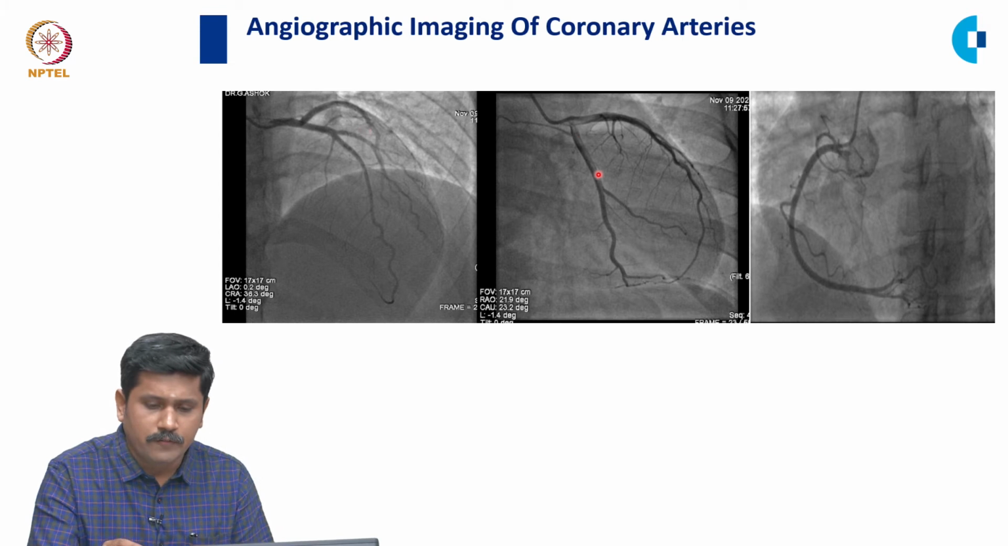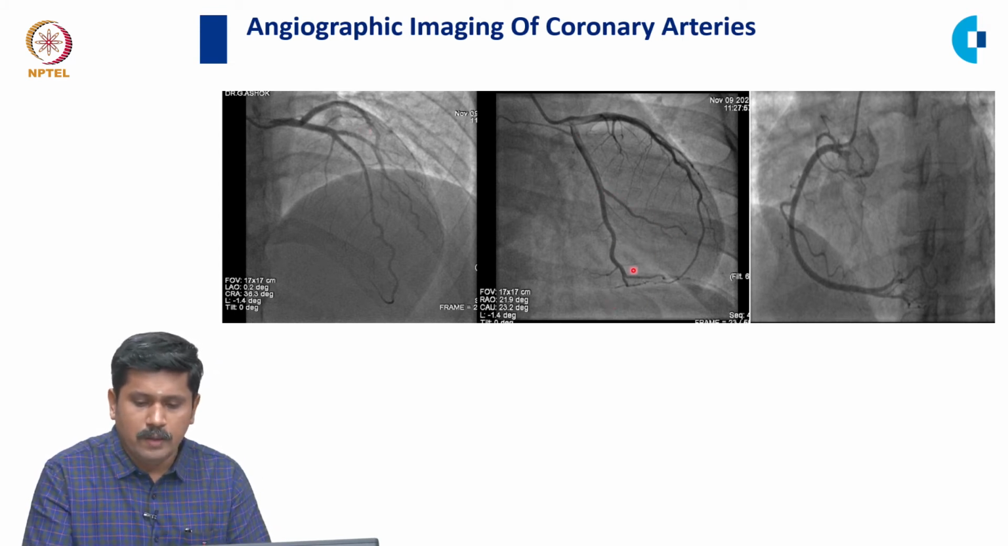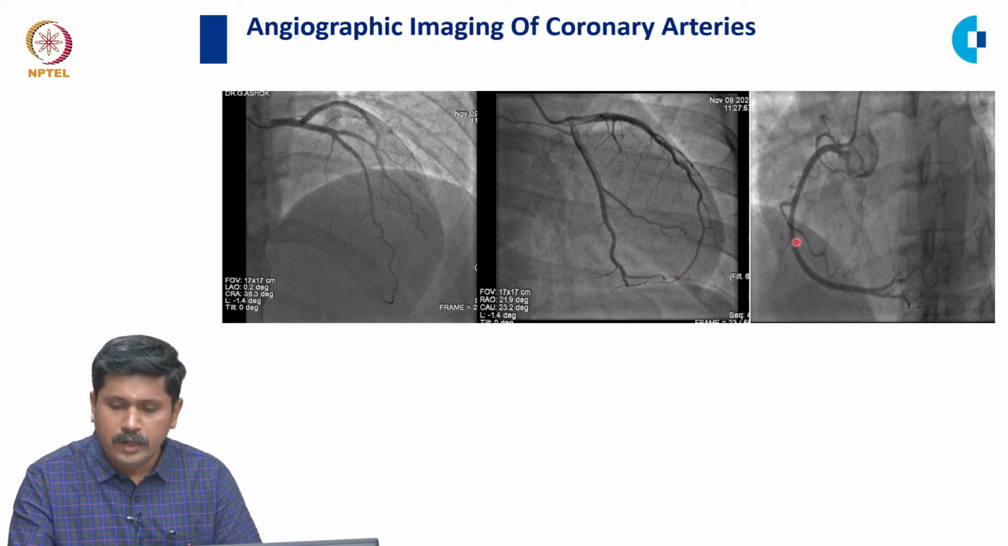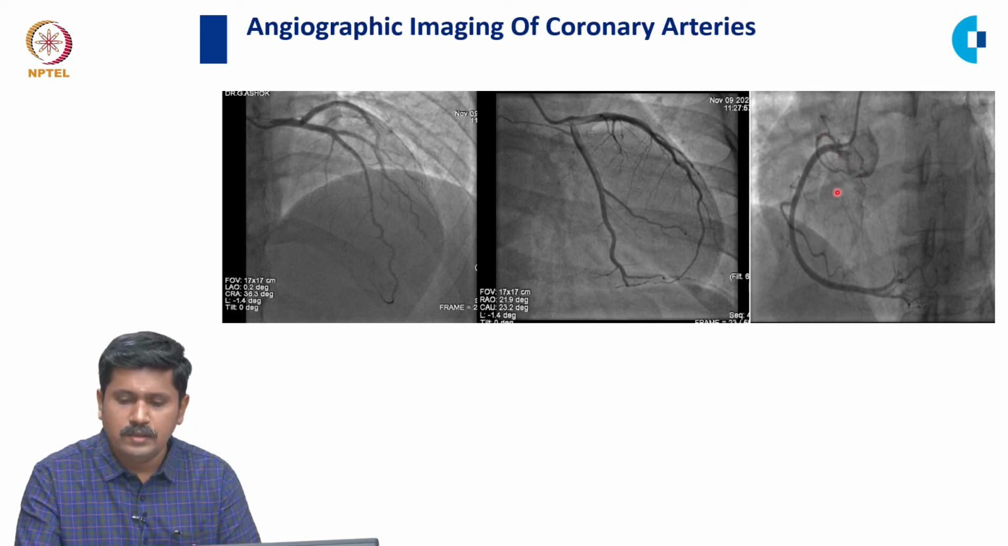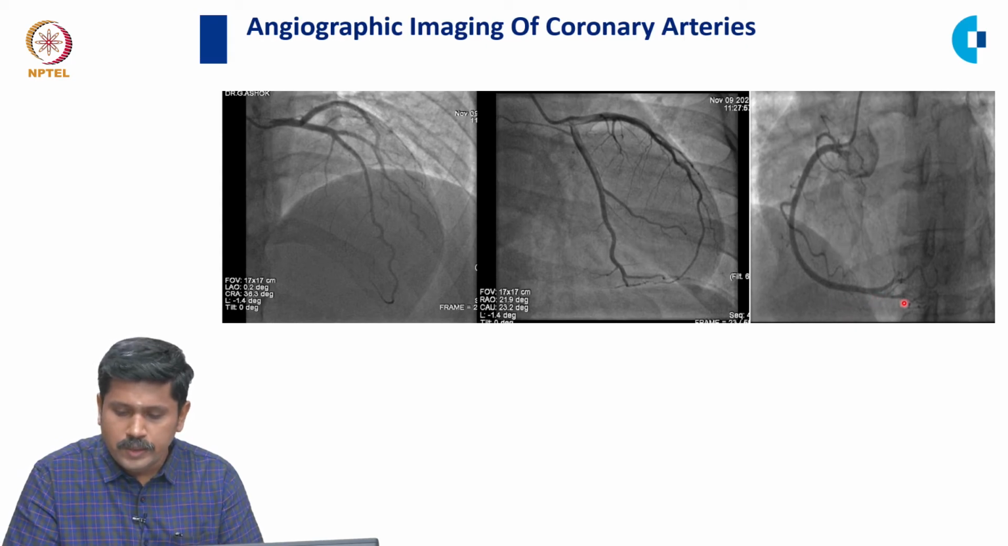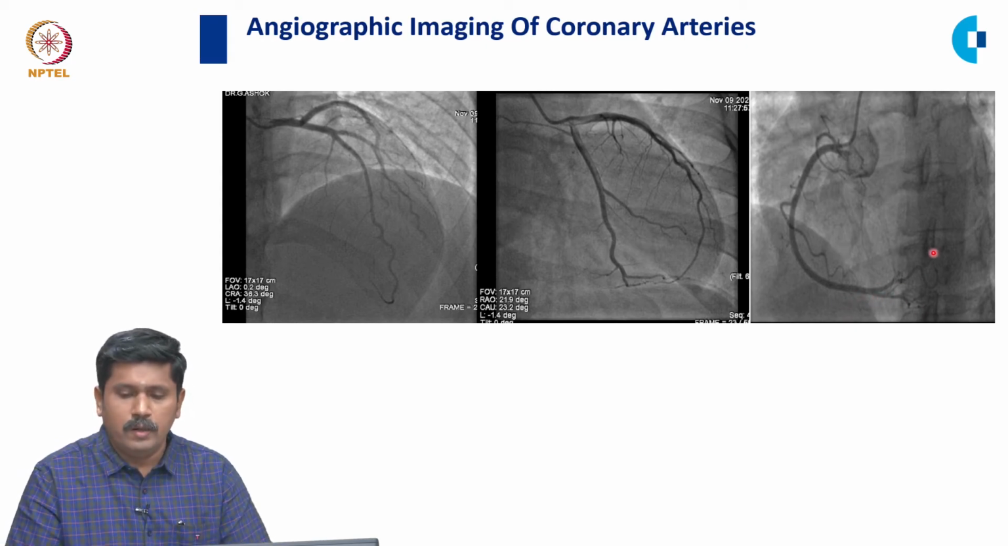Next one is, this is a left circumflex artery. It gives rise to obtuse marginal branches. So, these are the obtuse marginal branches OM1 and OM2. This is the right coronary artery. Right coronary artery, the branches are, one is a conus branch and SA nodal branch. This is the RV branch, and distally it divides into posterior descending artery and posterolateral branches.